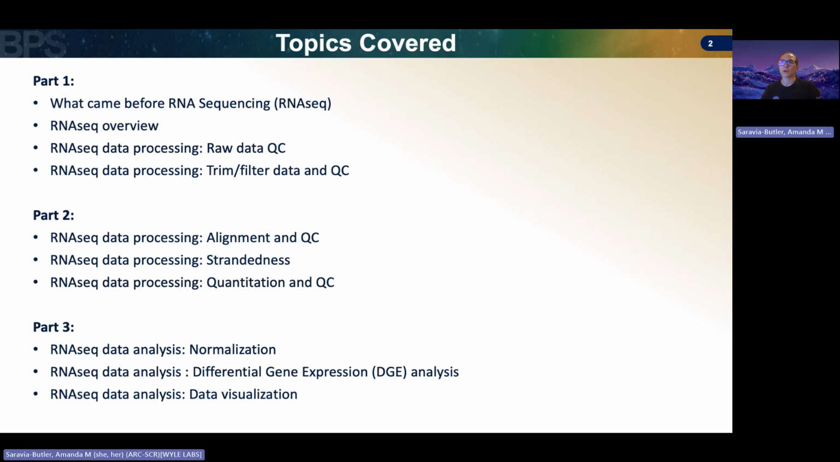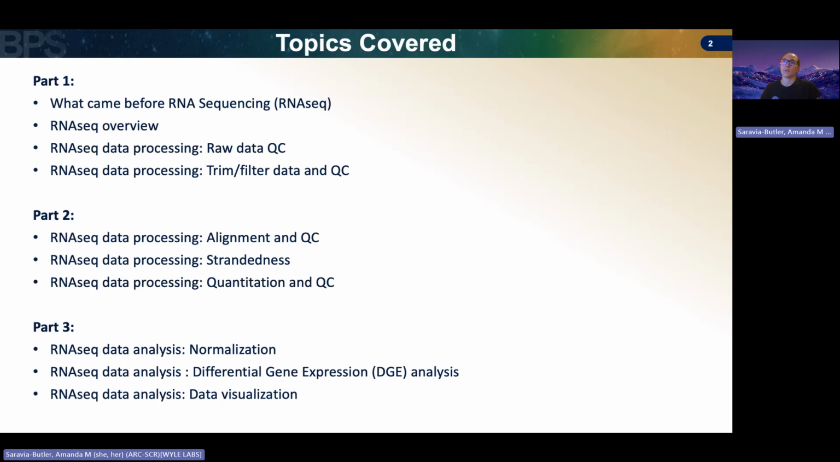So for part 1, we're going to go over what came before RNA sequencing, followed by an overview of an RNA sequencing experiment. And then we're going to get into the RNA sequencing data processing pipeline, starting with raw data QC, followed by trimming and filtering those raw data and performing a subsequent QC or quality control on the filtered data. We'll then pause to give you time to take the first hands-on activity of the GL4U RNAseq modules.